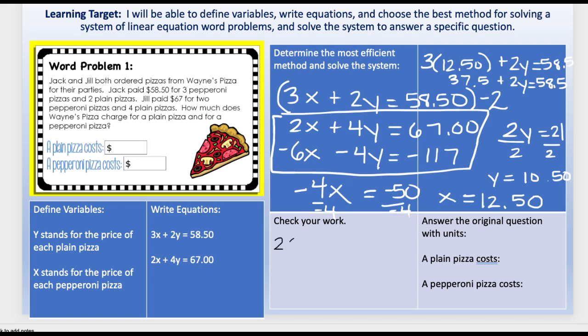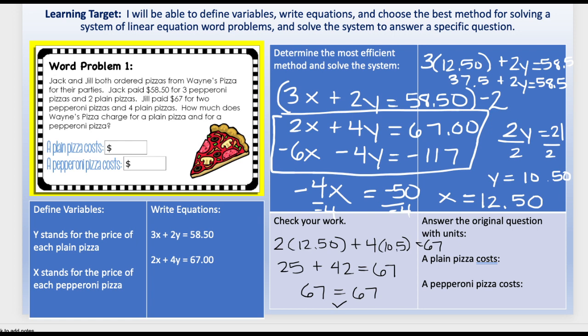So 2 times x, which is 2 times $12.50, plus 4 times y, or 4 times $10.50, should be equal to $67. So now I've got to check it. 2 times $12.50 is $25. 4 times $10.50 would be $42. 25 plus 42 is 67. And 67 equals 67. So that means I am correct.